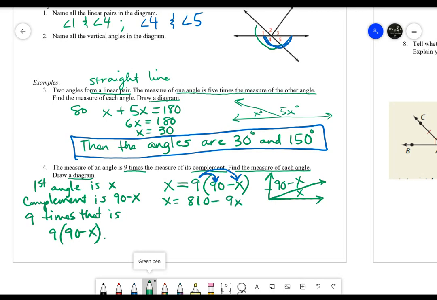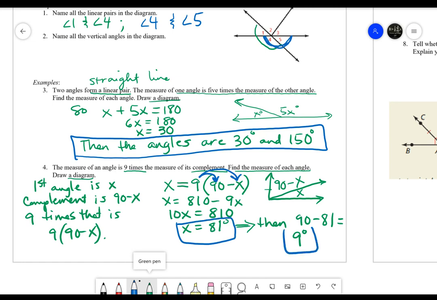I'd multiply out, or distribute, the 9. Now I'm going to add 9x to both sides. So I get 10x equals 810. I'm going to divide both sides, and I get x equals 81. Now, if x is 81 degrees, which the picture doesn't exactly show, but look, if x is 81, then 90 minus 81 for the complement is 9. And 81 plus 9 equals 90. So there we go, we're checked.